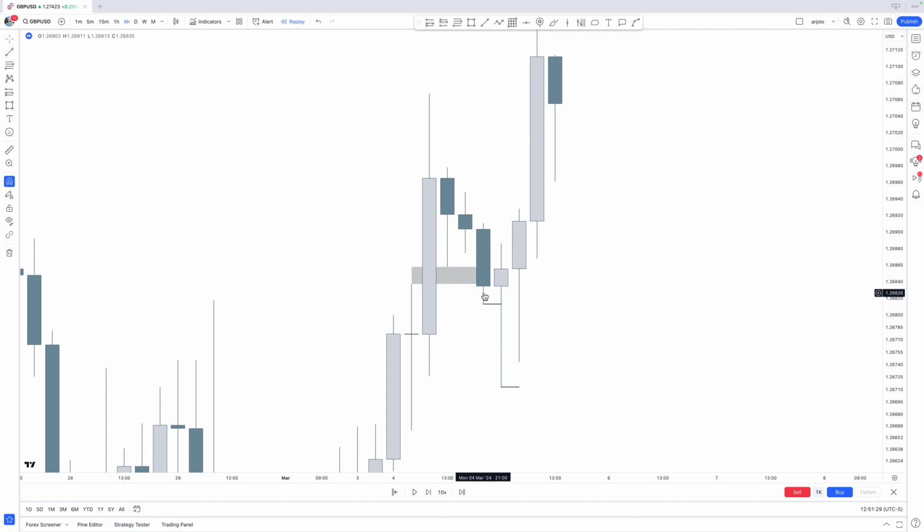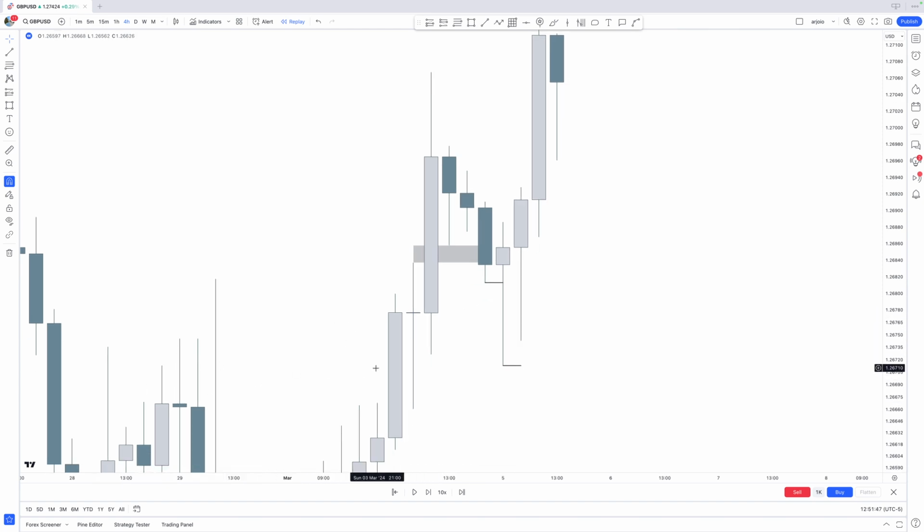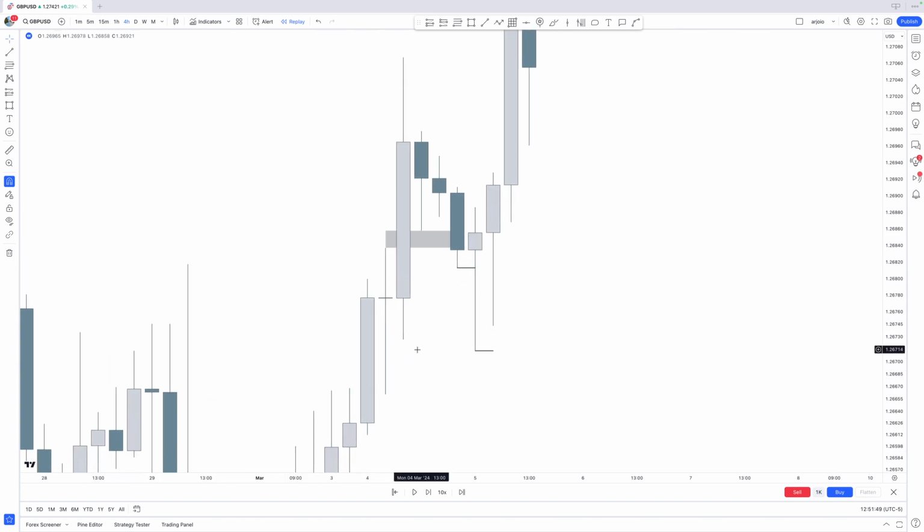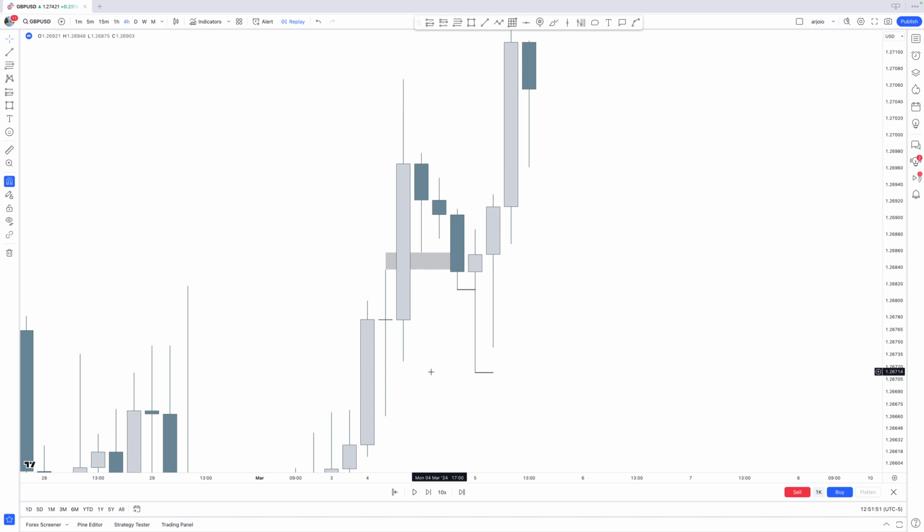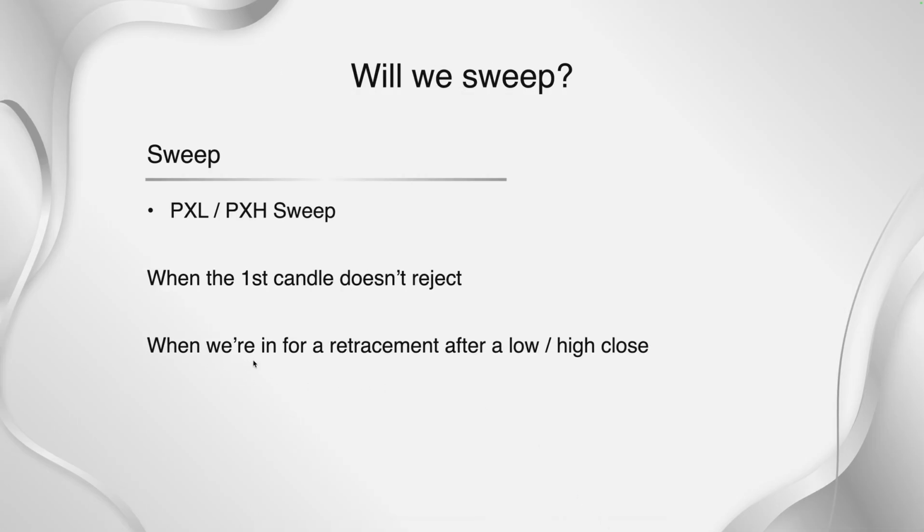So the first candle being a disrespect candle right there. And then if it's not a sweep right there, and if we were to close below that low, then again, it would be a run and we can expect lower prices as well, continuing lower towards a next discount array. Now, looking at the second criteria that we had, when we are in for a retracement after a low/high close, what does that mean? What do you mean with that right there?